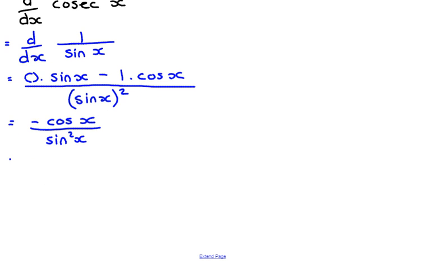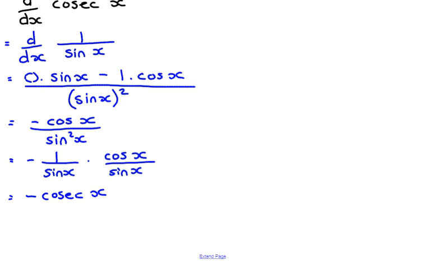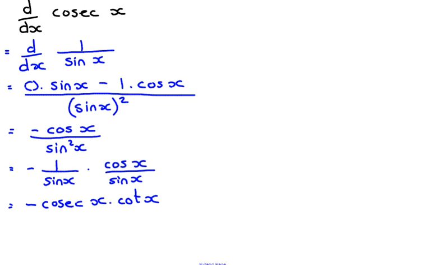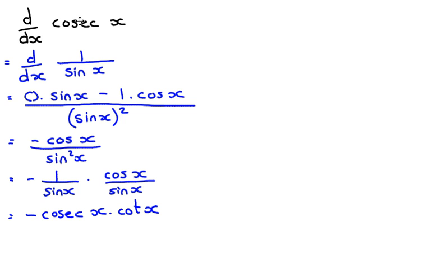Now I'm going to break this up a little to show that this is exactly the same as negative 1 over sine x multiplied by cos x over sine x. See, I've still got both my sine x's there. Now 1 over sine x is cosec x, and cos x over sine x is cot x. So what we have found here is that the derivative of cosec x is negative cosec x times cot x.